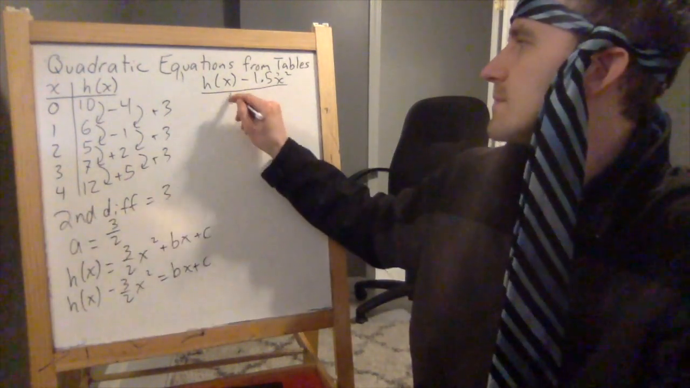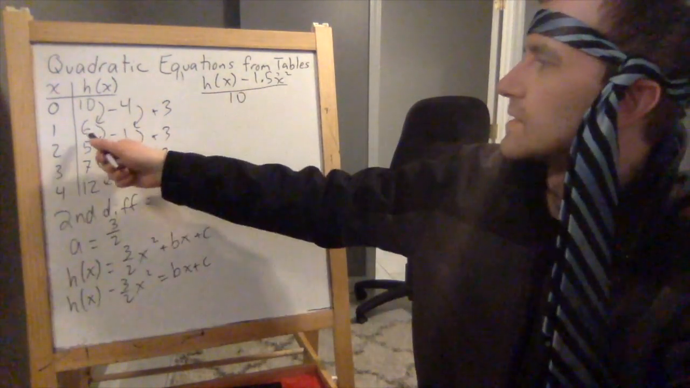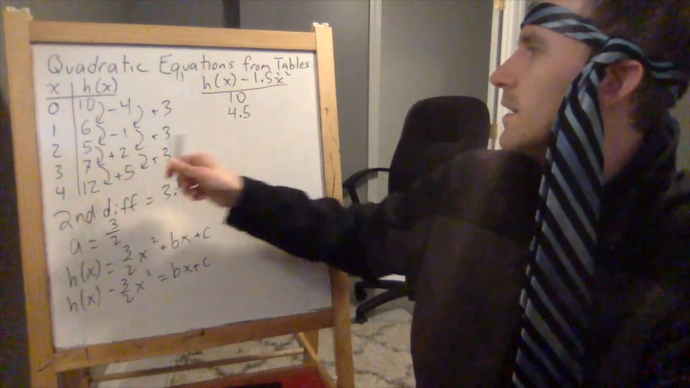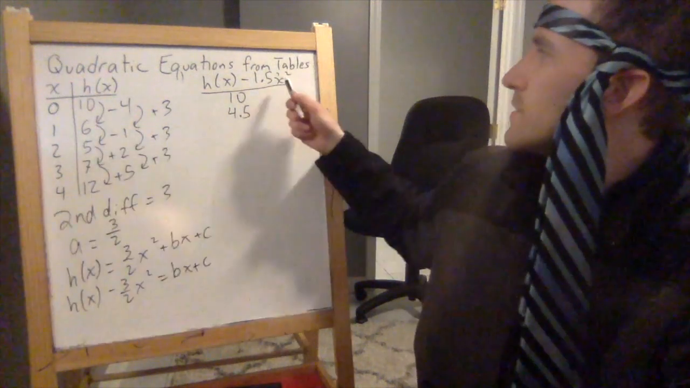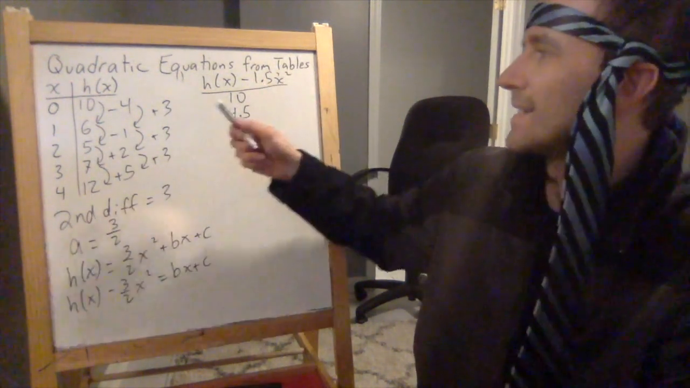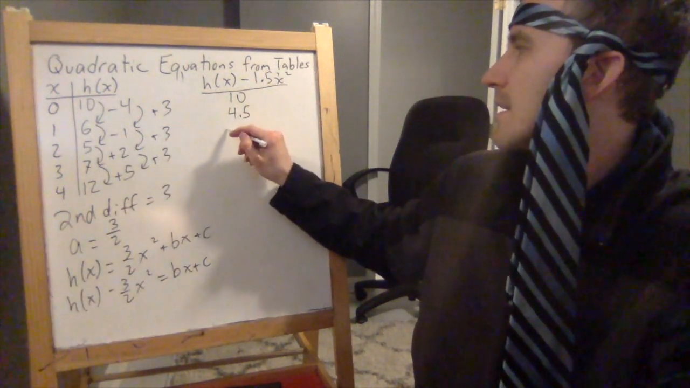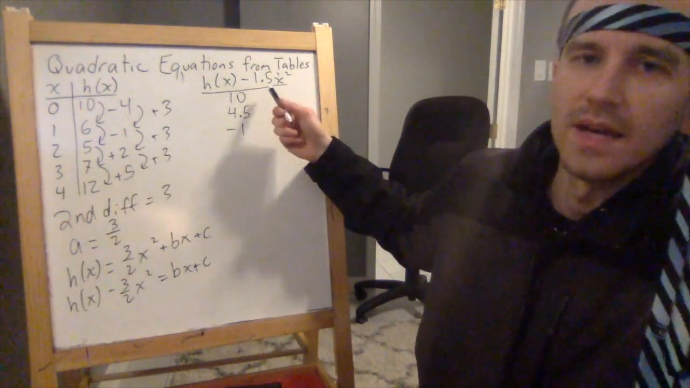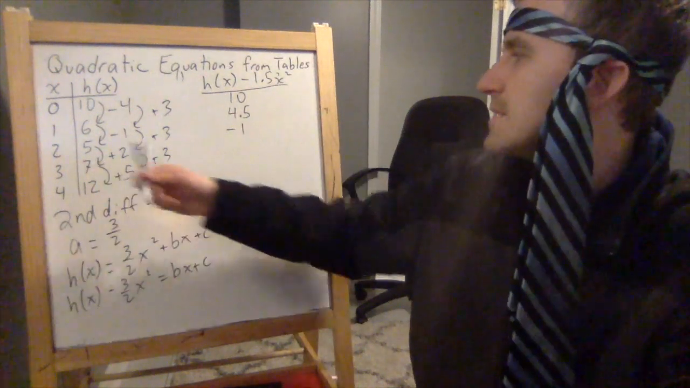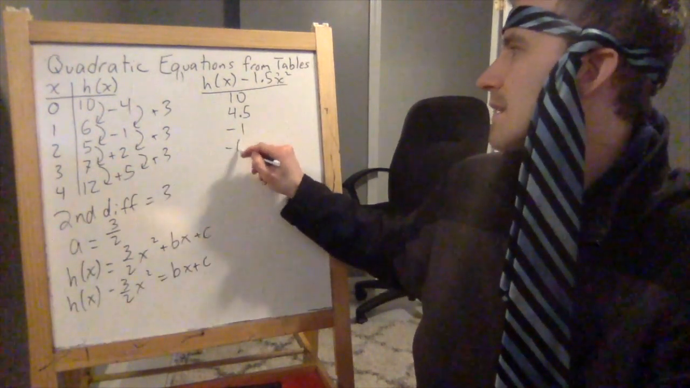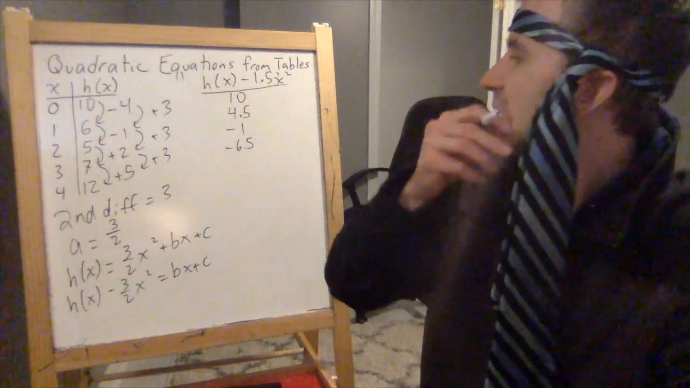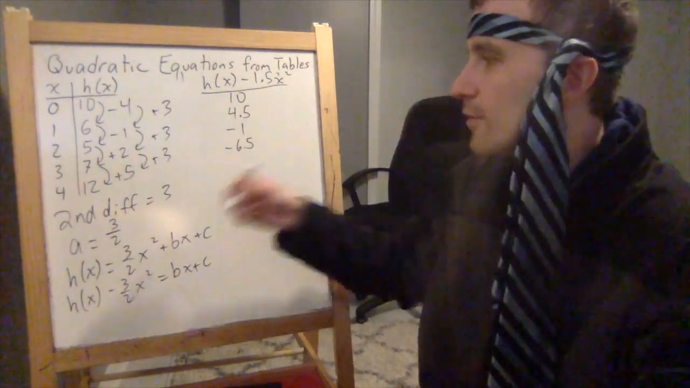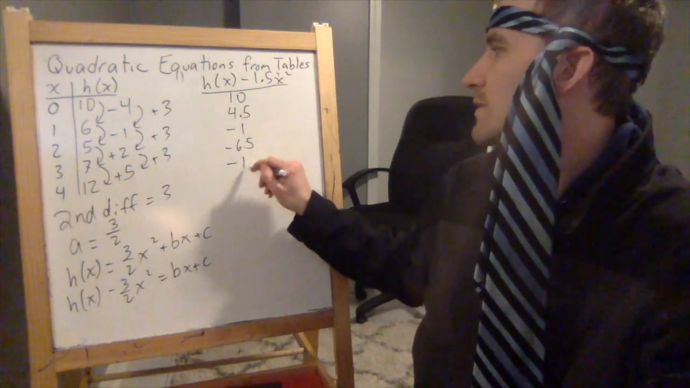Well, 10 minus 0 is 0. Then we have 6 minus 1.5, which is 4.5. We have 5. 2 squared is 4, times 1.5 is 6. 5 minus 6 is negative 1. And we have 3 squared is 9, times 1.5 is 13.5. 7 minus 13.5 is negative 6.5. And 4 squared is 16, times 1.5 is 24. 12 minus 24 is negative 12.